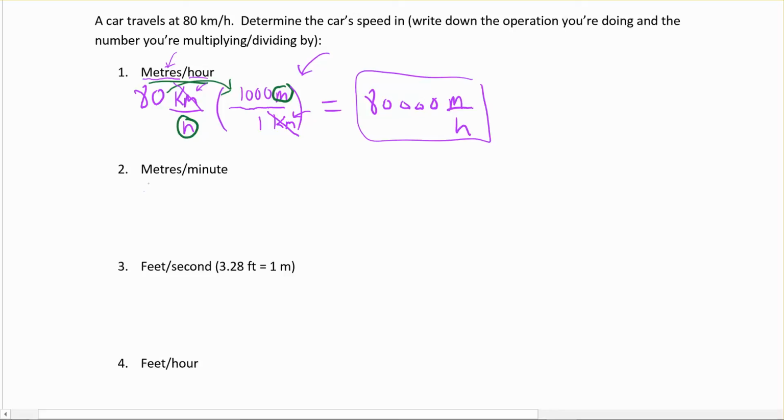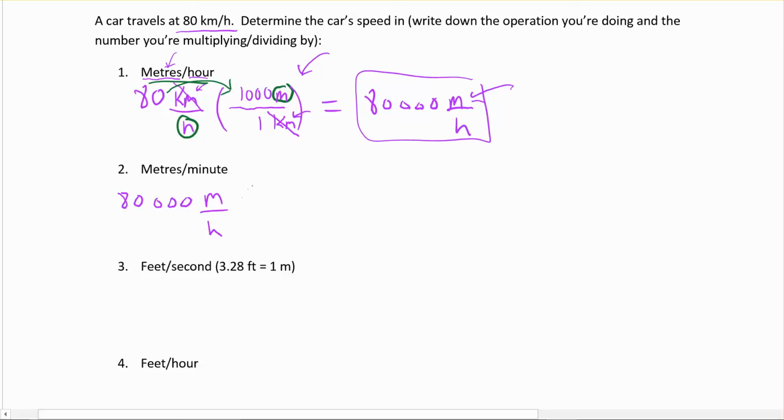Now the next one says we want to change that instead of meters per hour, meters per minute. Well, I could start back at the beginning and change 80 kilometers an hour into meters a minute, but I see that I've just changed that one into meters. Let's just start from this point. That'll probably make it easier. So let's go 80,000 meters per hour.